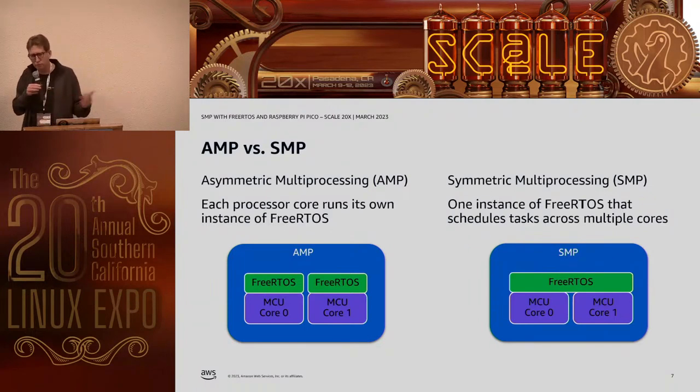Now that we've introduced symmetric multiprocessing as a feature for FreeRTOS, what you can do here is take advantage of the fact that there's multiple cores and really just have one instance of FreeRTOS, and it is now aware of the multiple cores and can run tasks across those cores. So that's the way to think about the two, and both are supported now in FreeRTOS.